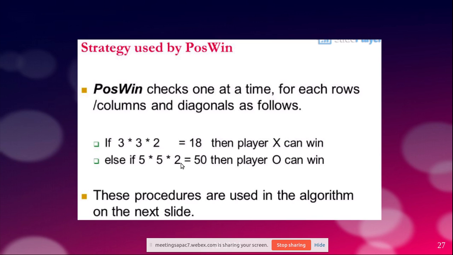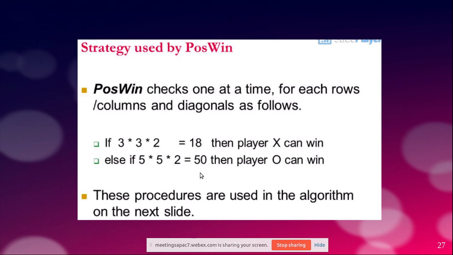So if you are playing X, look for 18. If 18 is available, use that triplet, place your cross, win the game. If none of them is 18, then next look for 50, which means the opponent is about to win in the next move. So make sure to block the opponent.